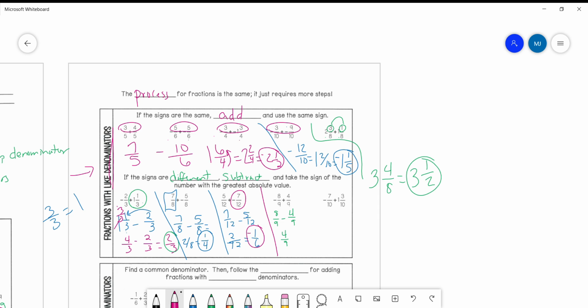Now let's look at our absolute value. This has a greater absolute value. It is negative, so our answer is also negative. And that one can't be simplified, so it's good the way it is.